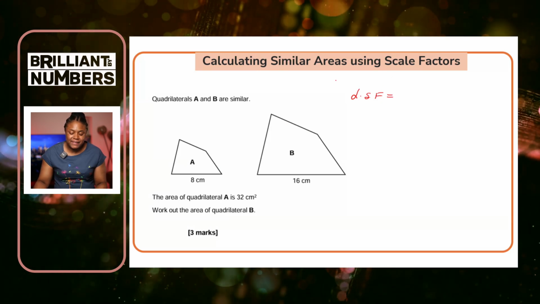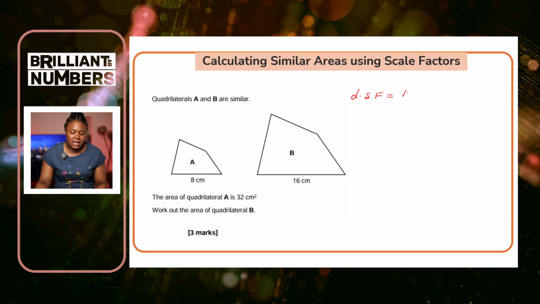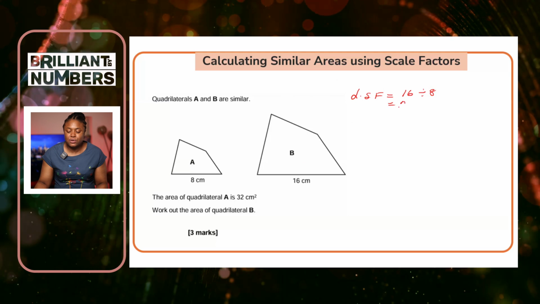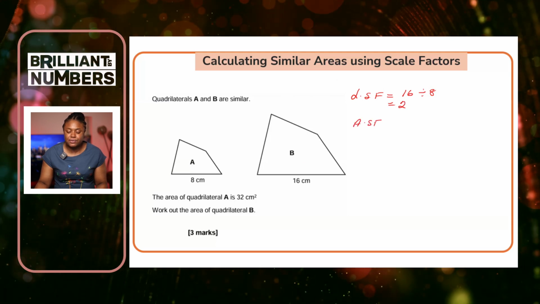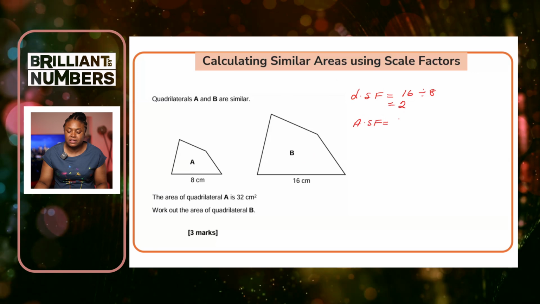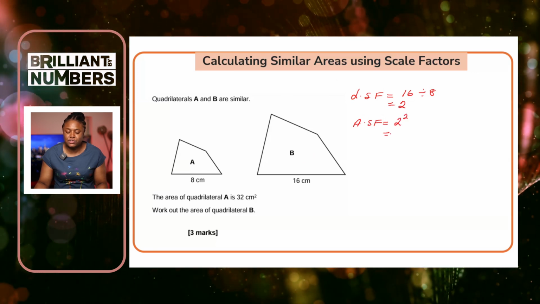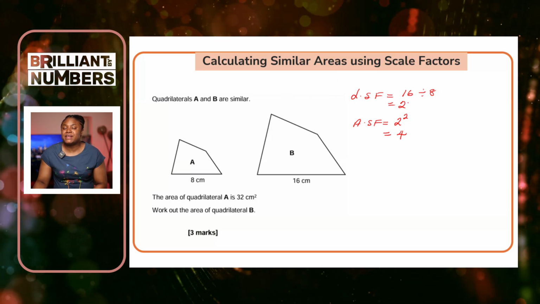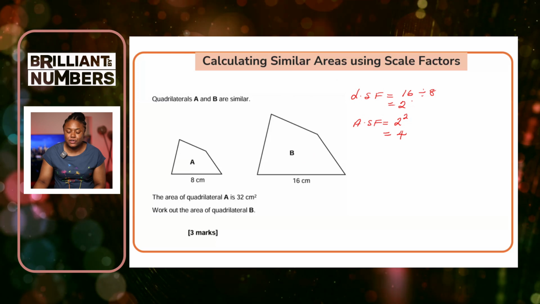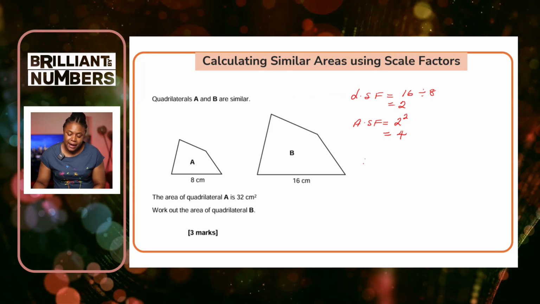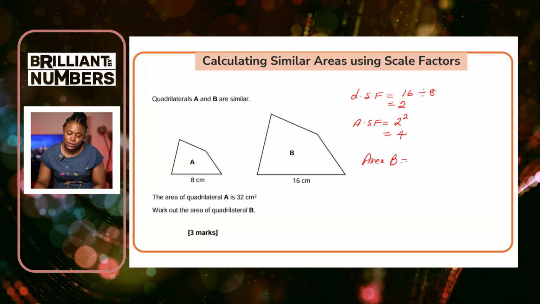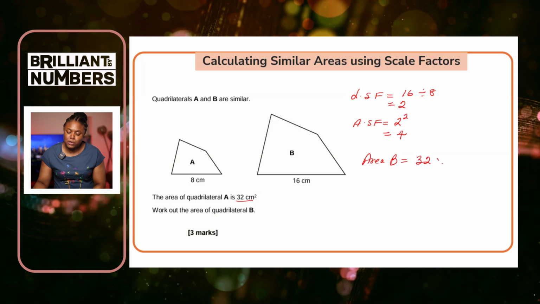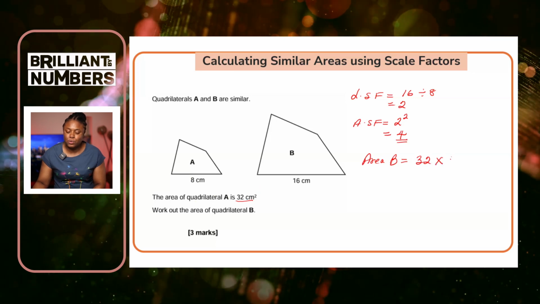So for the linear scale factor, we can use 16 and 8, which is the matching side. So 16 divided by 8 is 2. Remember, for the area scale factor, what we need to do is to square that. So we're going to do 2 squared, and 2 times 2 is 4. So we're saying that the area of shape B will be 4 times larger than the area of shape A. So area B is equal to the area of A, which is 32, multiplied by the area scale factor, which is 4.